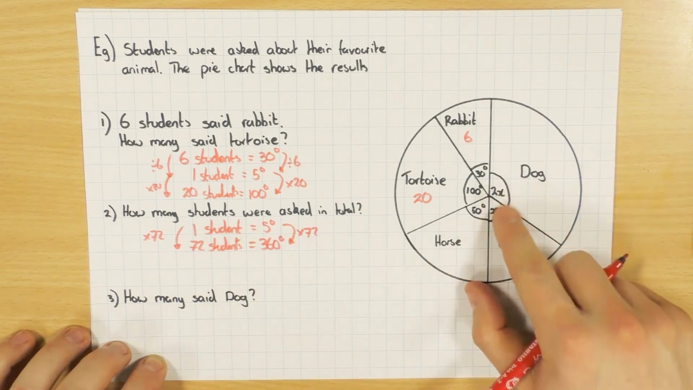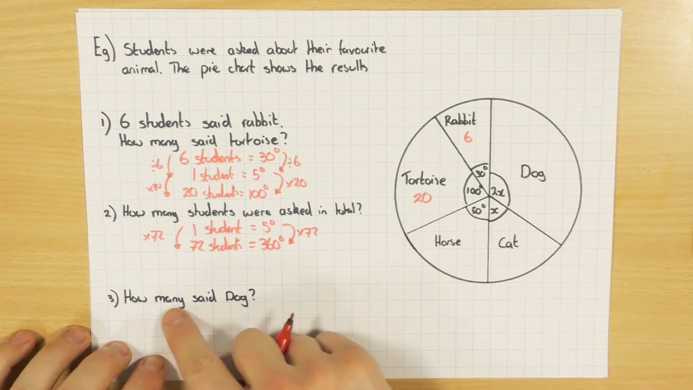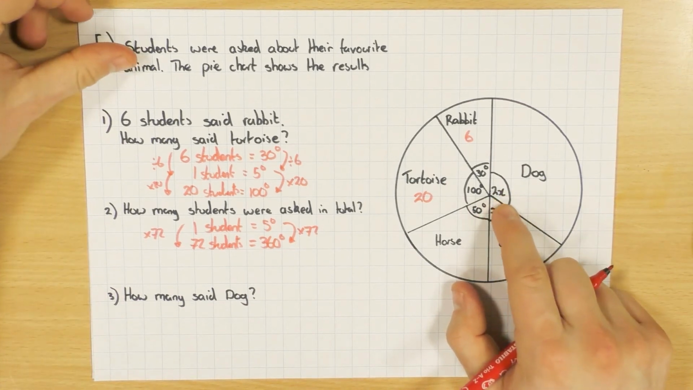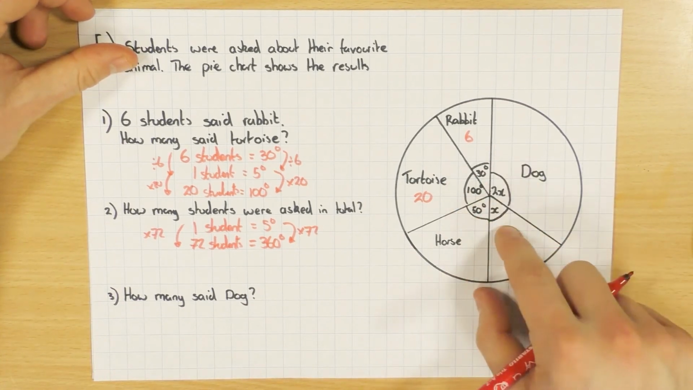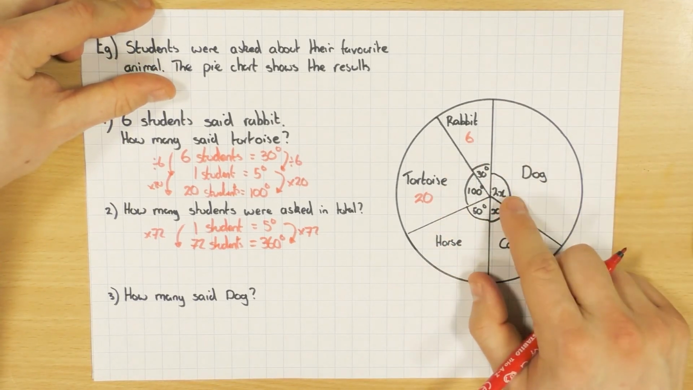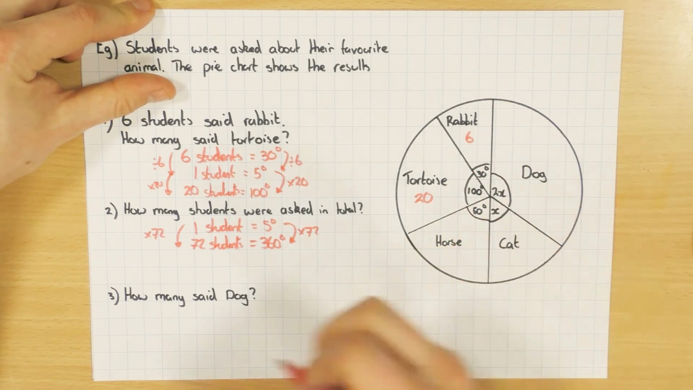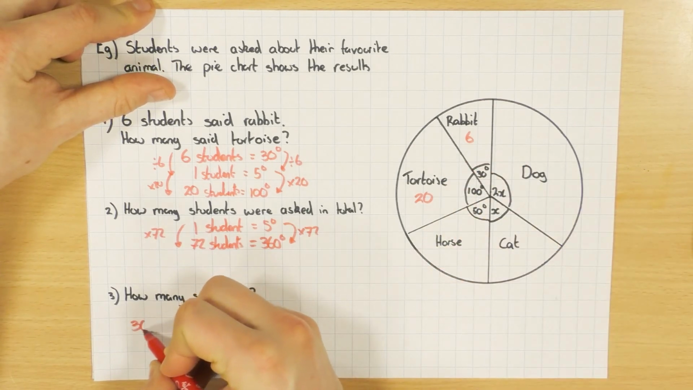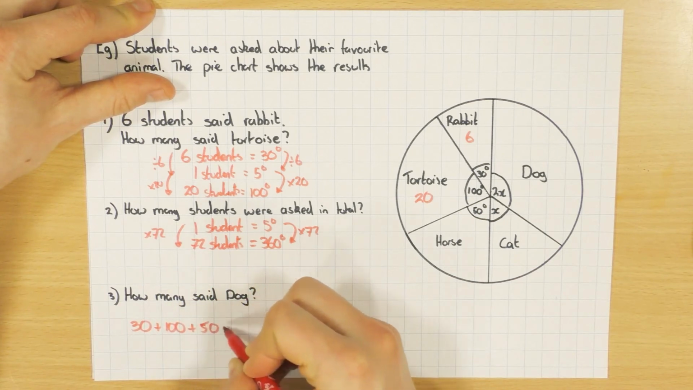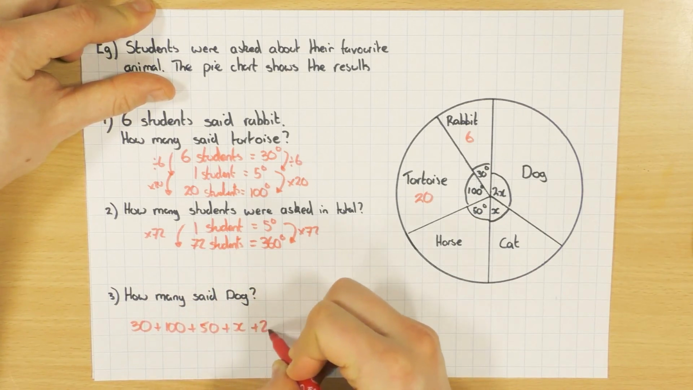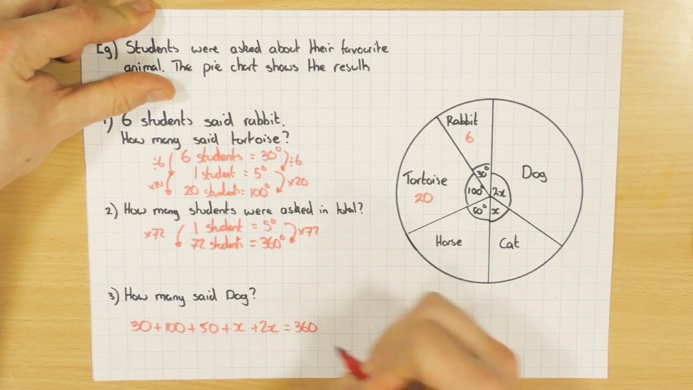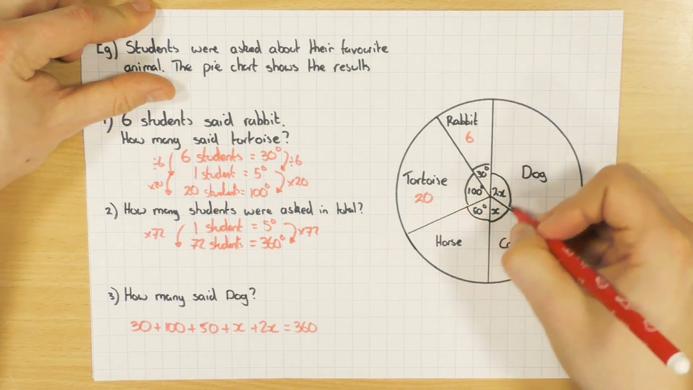And finally, dealing with these x's, it says how many students said dog. Well, dog is 2x. I don't know the angle, so I need to work out what x is to then work out the whole thing. So we need to form an equation to solve it and then find out the value of x. So I'm going to add all of these up. So 30 degrees plus 100 degrees plus 50 degrees plus the x plus the 2x, and I know it needs to equal 360 degrees because it's around a point.